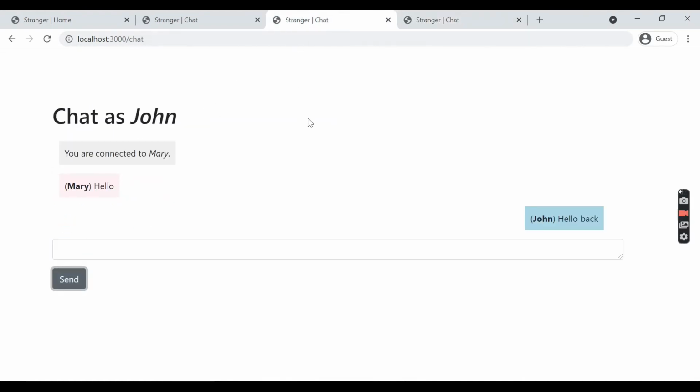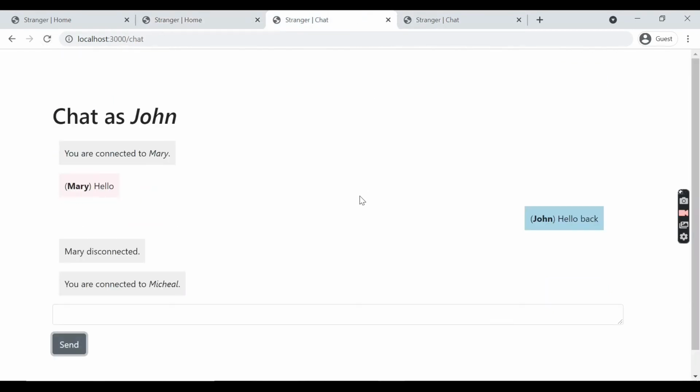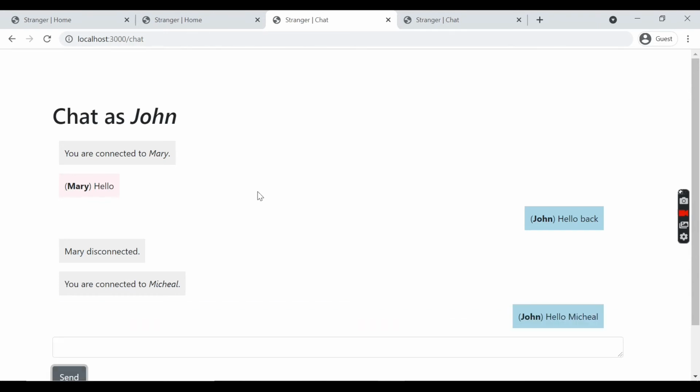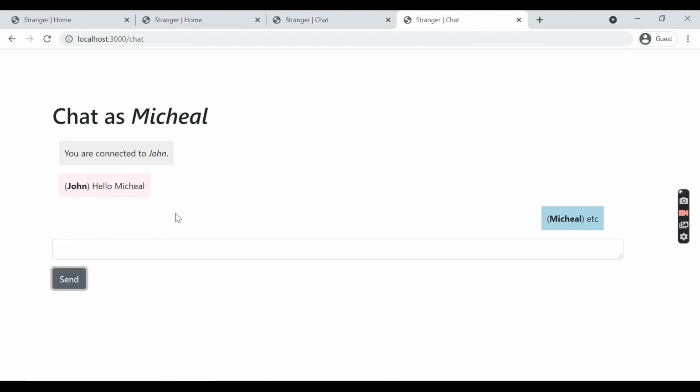Then, if you recall, John has no specific sex preference. He's happy to speak to either a male or a female. And so, if Mary disconnects, then we see what we should see, which is that John immediately connects to Michael. And now they can have a conversation. Hello, Michael, etc. Okay? And that's the sequence.